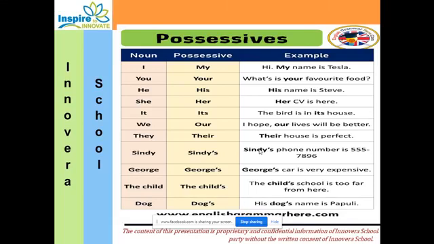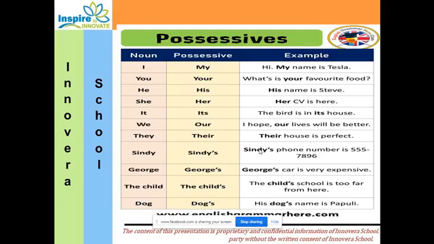Okay. The child's school is too far from here. Whose school is too far? Child's. Whose belonging is it? Child. So the possessive will be the child's. His dog's name is Papuli. Whose name? Dog's name.